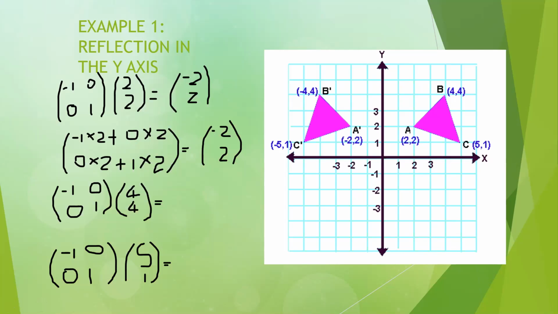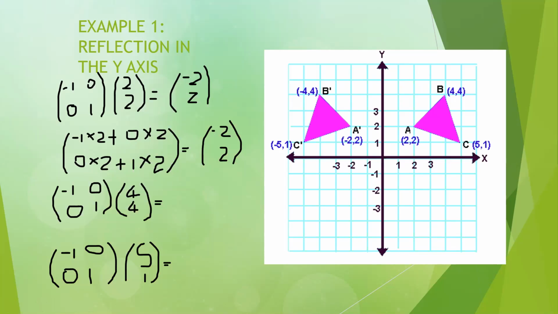Watch it, observe it. And let's look at the bottom. 0 times 2 is 0, plus 1 times 2 is 2. Yes? There's a quick way I found it. The x in that number will just be a negative.